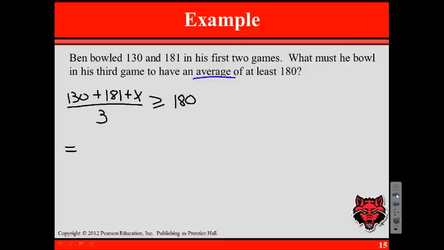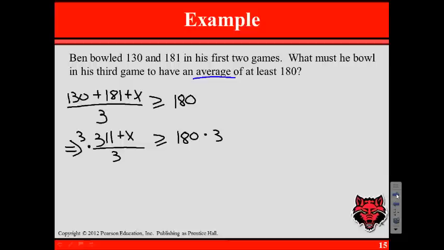We can simplify a little bit in the numerator on the left-hand side. We take 130 plus 181. We can't add x because it's not a like term. So we have 311 plus x, all divided by 3, is greater than or equal to 180. Now, just like we've seen in the past, when we have one fraction in the problem, we can eliminate that fraction by multiplying both sides by its denominator.